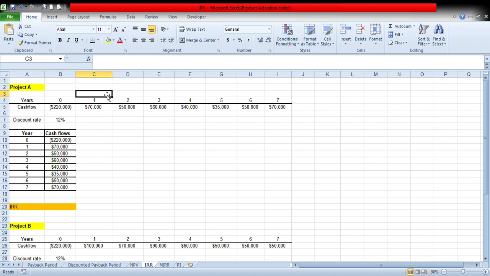So let's talk about internal rate of return. It is also a discounting technique to evaluate capital budgeting. Understand, it comes under the discounting technique of capital budgeting. The main advantage is that it's very easy to calculate IRR. There is an Excel function formula.